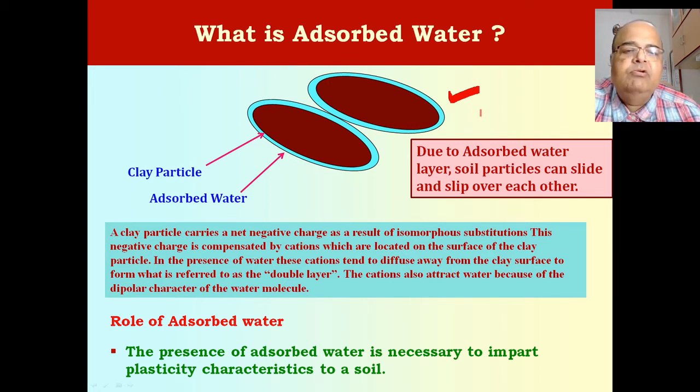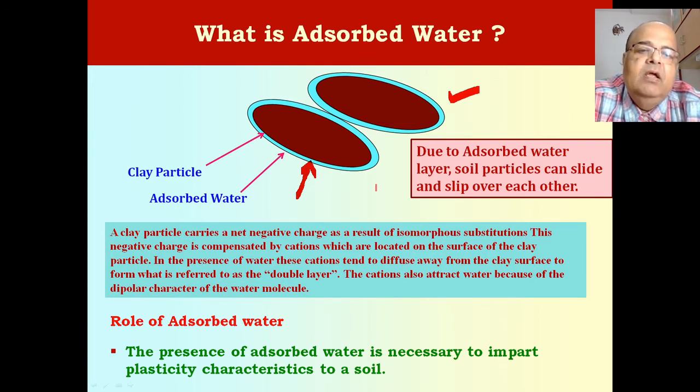wherein the water molecule is attracted towards the clay particle and it forms a very thin layer of water on the surface area of the clay particle. Now, consider the earlier situation when there was no adsorbed water. If the clay surface is dry, then what will happen? Because the surfaces of the particles are in contact with each other, there would be frictional resistance, and the clay particles will not be able to slide so easily.